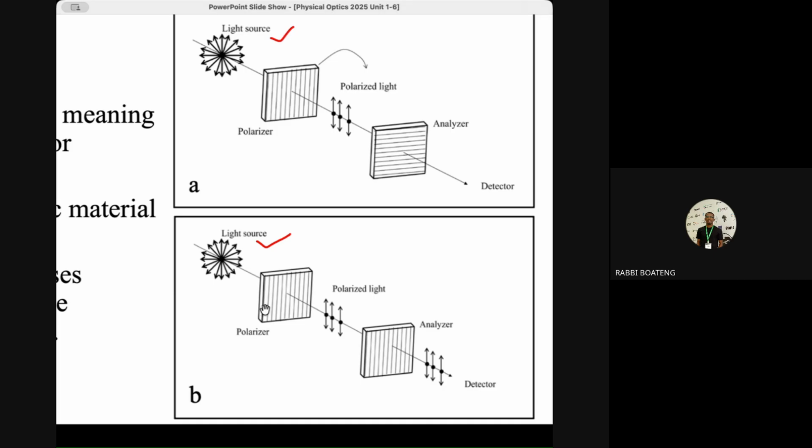I have two polarizers. The first one is here, the second one is here, and I have an unpolarized light going through the first polarizer. Because the axis of polarization of the first polarizer is vertical, I'm expecting the polarized light to also be vertical like this. Now, if I have a second polarizer the same as the first one, will this light pass through it?